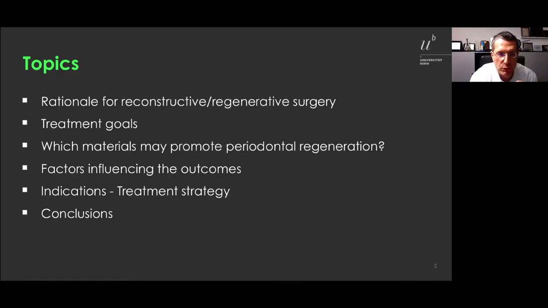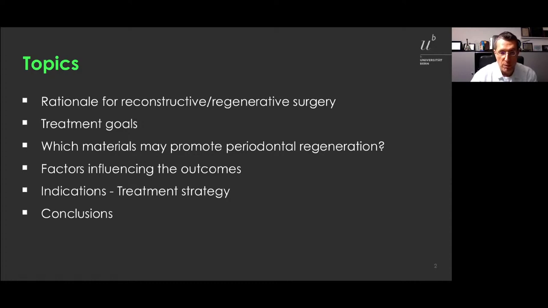And I would like to give you some concepts on how you can treat your patients and how to obtain successful results. So in fact, I will elaborate with you on the rationale for performing regenerative approaches. Then I would like to point out our goals and also to make a compilation related to the materials that we may use and the materials that have been shown to promote true periodontal regeneration.